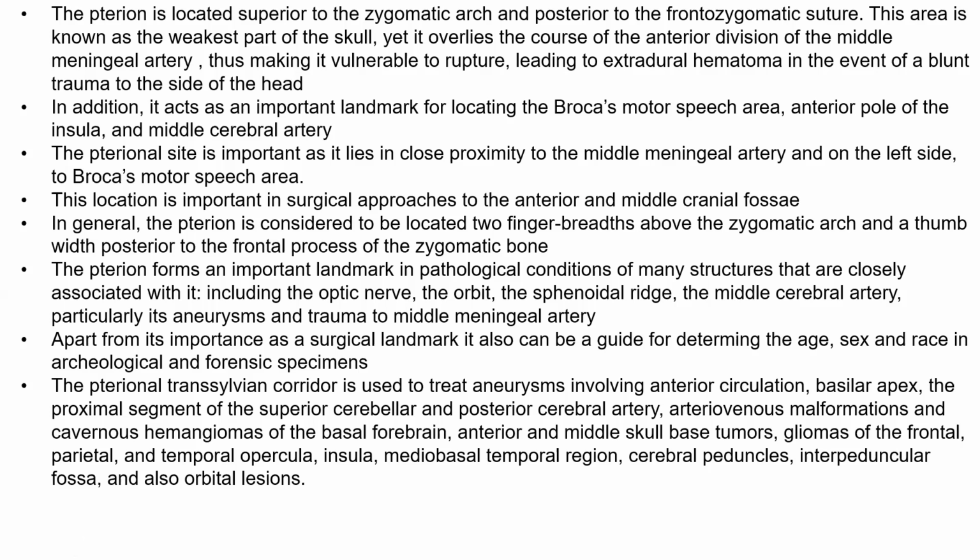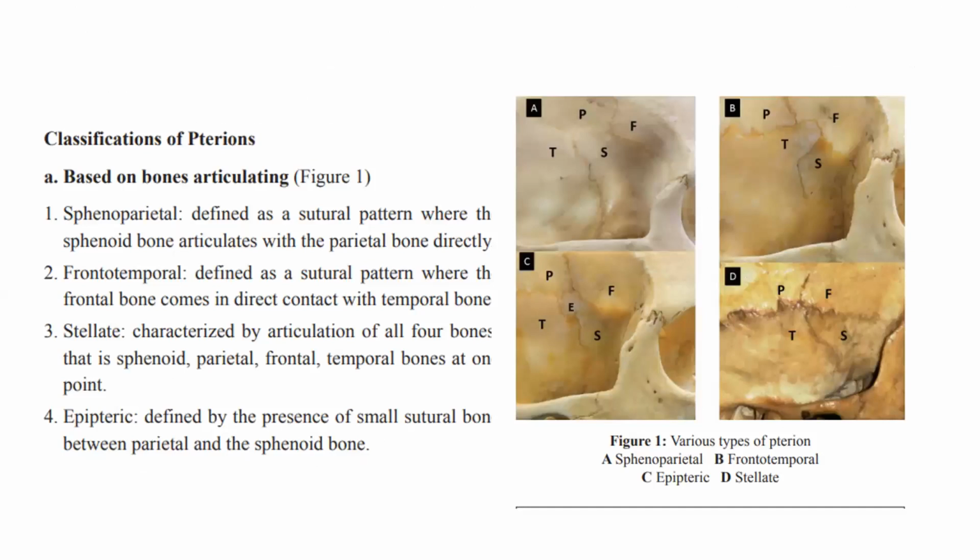The pterional transcranial corridor is used to treat aneurysms involving the anterior circulation, basilar apex lesions, the proximal segment of the superior cerebellar and posterior cerebral artery, AVMs, and cavernous hemangiomas of the basal forebrain, anterior and middle skull-base tumors, gliomas of the frontal, temporal, insula, mid-basal temporal region, cerebral peduncle, and also the orbital region. So it is increasingly important. There is a classification for pterions as well. Based upon the bones articulating, it can be type 1 sphenoparietal.